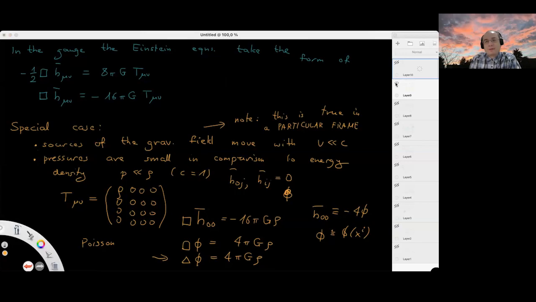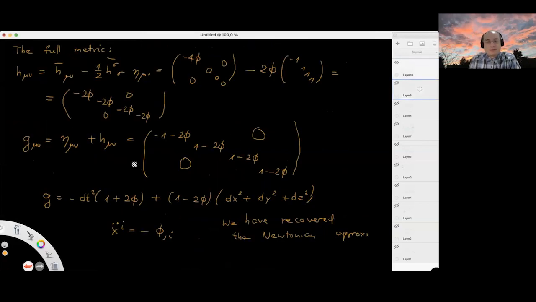It's not a random question. It's a good question. For a massive body, phi is of the order of GM over the distance from the center of this body. And for the sun, this is a small number, 10 to the minus 7, I think. However, in order to get the full equations, you have to also consider effects which are of the order of phi squared, phi to the power of 3, or higher powers of GM over r. And on top of that, you also need to consider effects which are of higher powers in the orbital velocity over c. If you include them consistently, you will get the perihelion precession of Mercury.